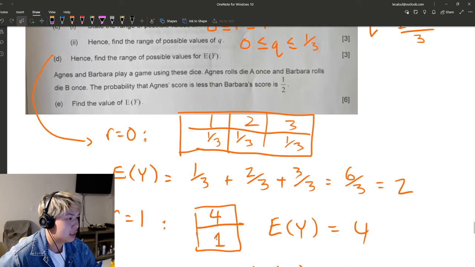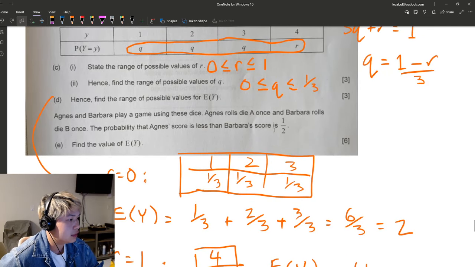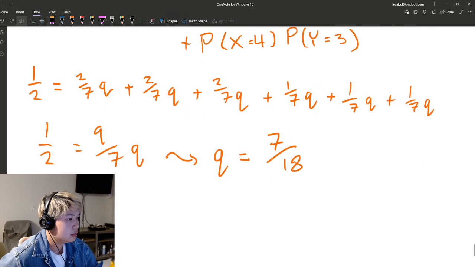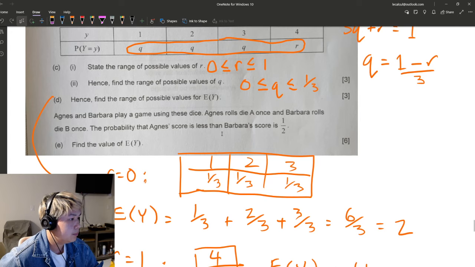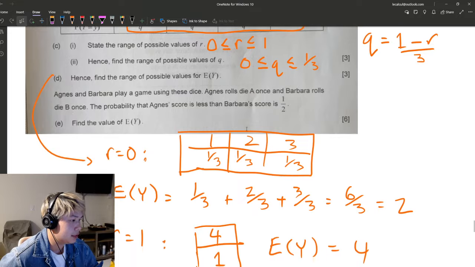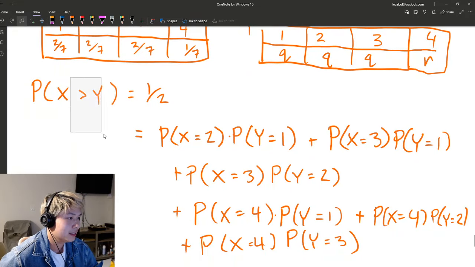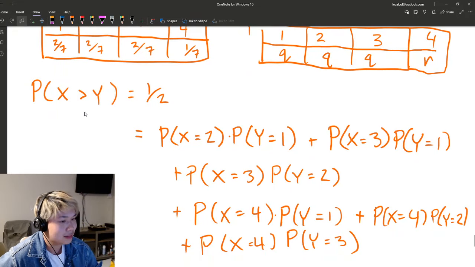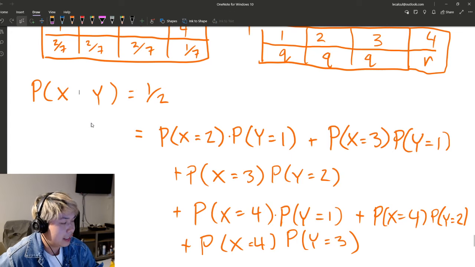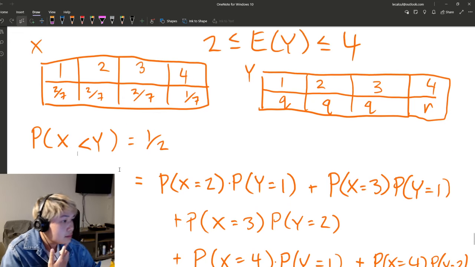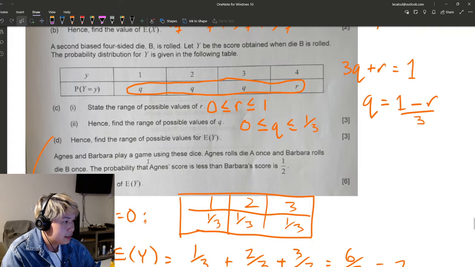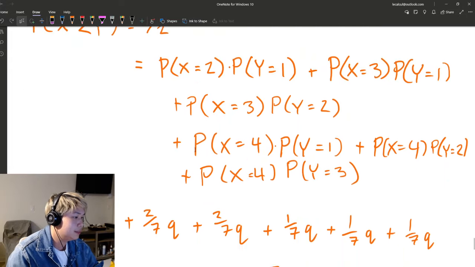Let me read the question again. Score is 1/2? Sure. Probability that Agnes's score is less than Barbara's score. Oh shoot, I did it the other way around. Undo. Uh-oh. Gotta read this. Agnes's score is less than Barbara's score, so x is less than y. My bad, my bad. Right? Agnes is the die A. Oh shoot, I messed this up. Okay, try again.